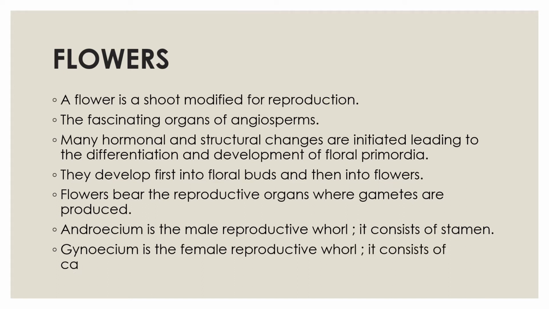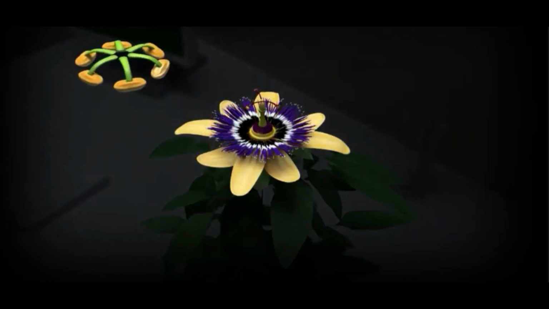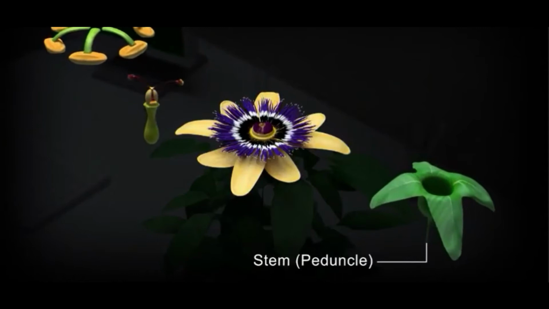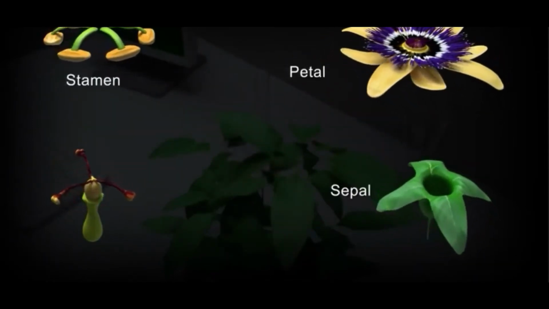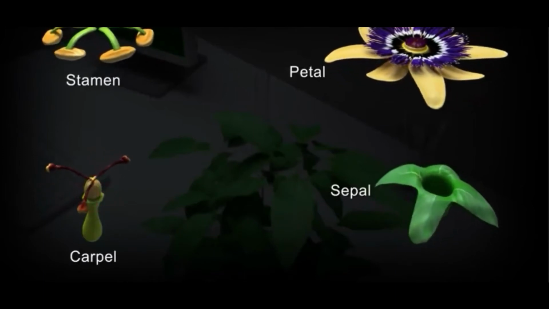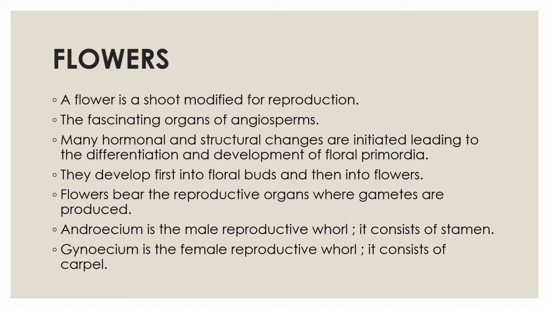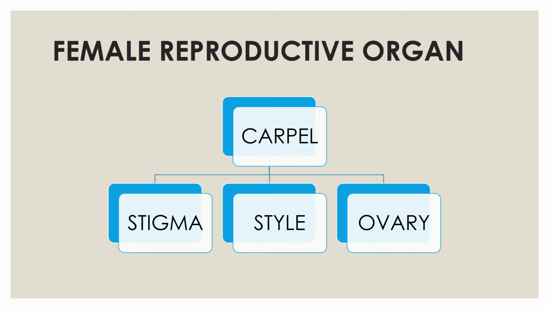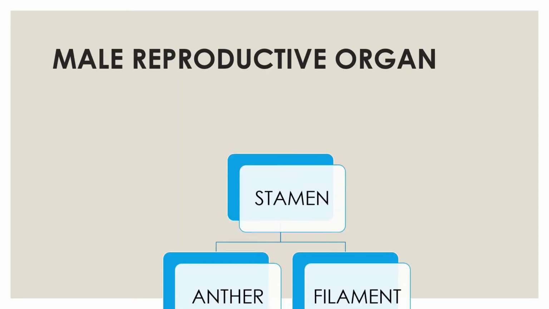Androecium is the male reproductive whorl. It consists of stamens, whereas gynoecium is the female reproductive whorl. It consists of carpels. Talking about the female reproductive organ, the carpel is divided into three parts, that is stigma, style and ovary. Whereas the male reproductive organ, that is the stamen, is basically divided into anther and filament.